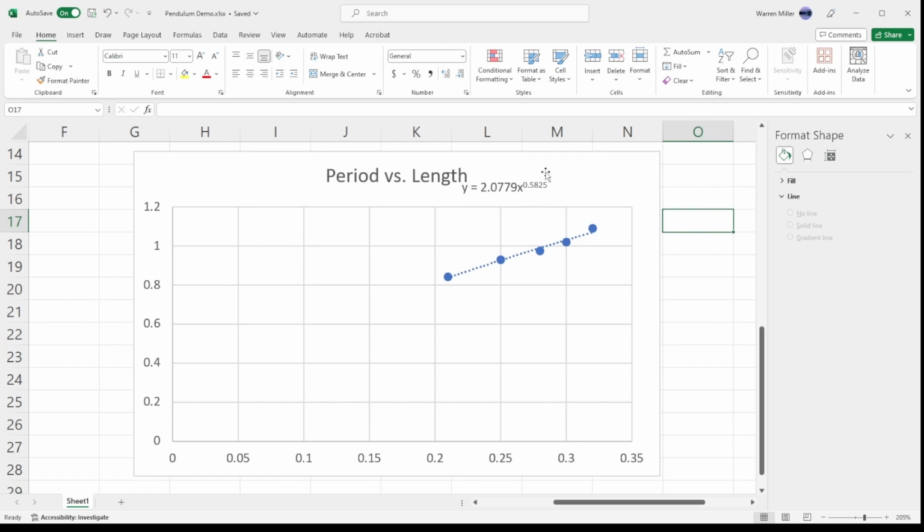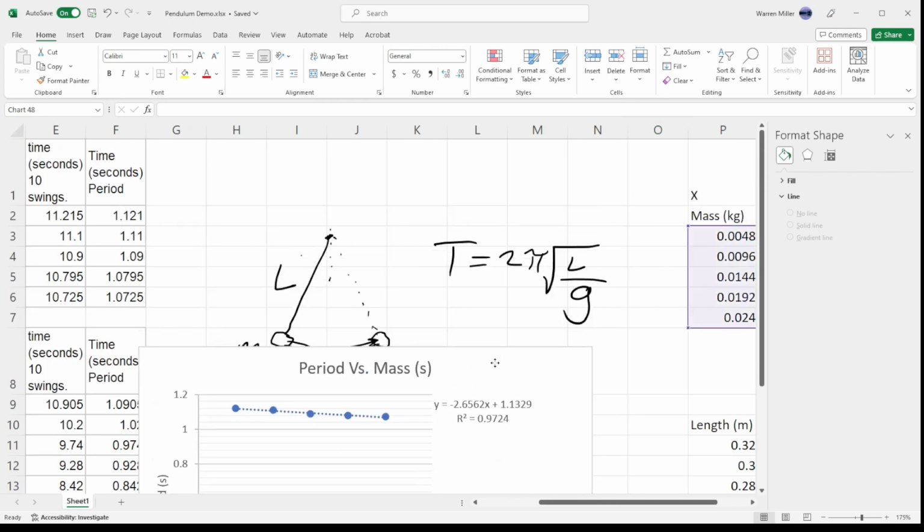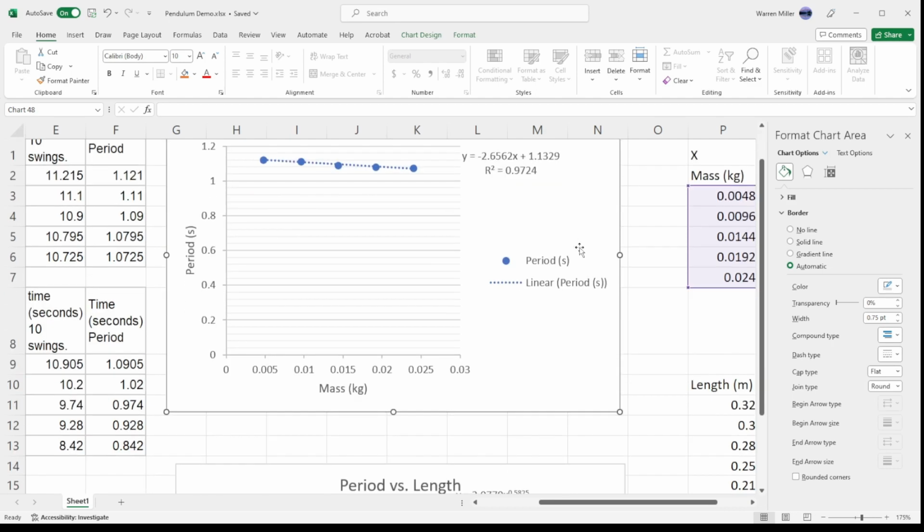0.5 is like raising to the half power. And if you know a little bit about mathematics, when you raise a number to the half power, that is the same thing as taking the square root. So this is why you know that equation is what it is.